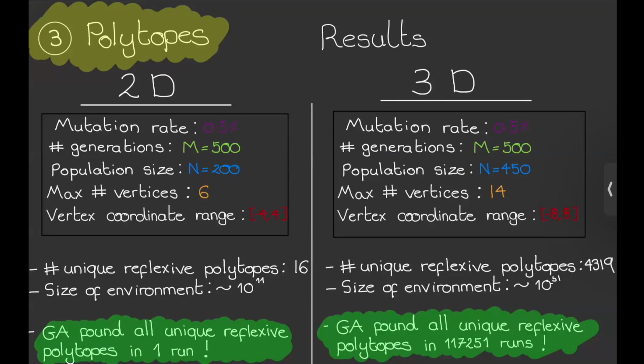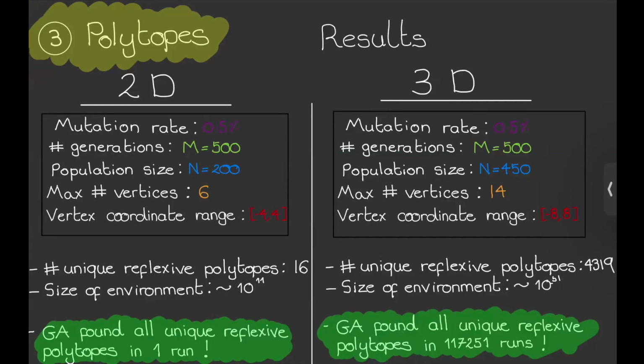So moving now to 3 dimensions. Now the maximum number of vertices is 14, and we increase our vertex coordinate range to be -8 to 8. So now our environment is much larger. It's 10 to the 51 states. And we have some 4,000 unique reflexive polytopes. So you can see that the sparsity of the environment is very low. We have very few reflexive polytopes in a very, very large environment of general polytopes.